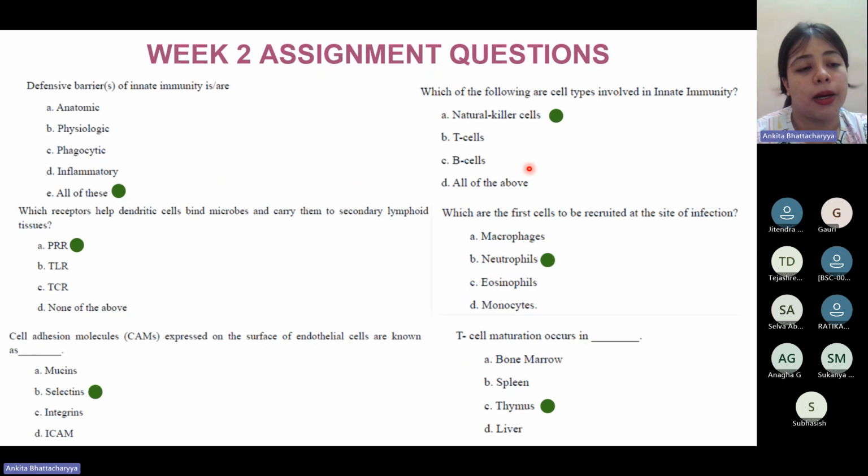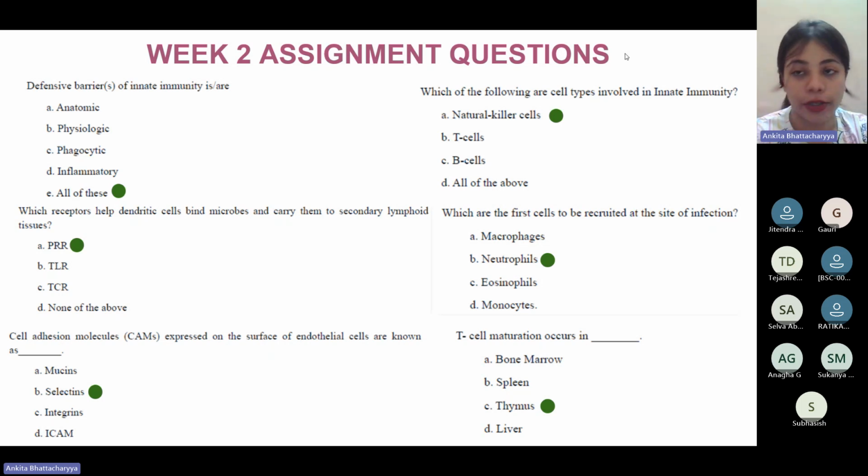Second question is about the receptors which help dendritic cells bind microbes and carry them to their secondary lymphoid tissues. So if you remember, we had talked about how the innate immune system is being regulated. Apart from these cell types, what are the different receptor types or the recognition moieties which are able to identify something as foreign, and in response to that identification, trigger an event which will alert the system that something foreign has come in.